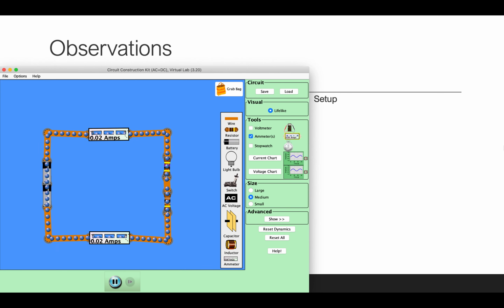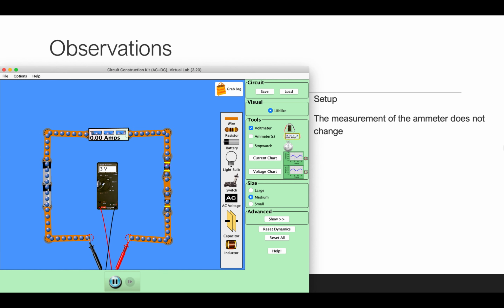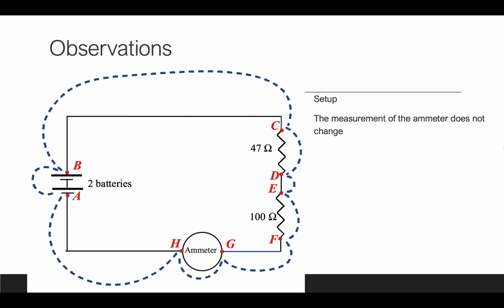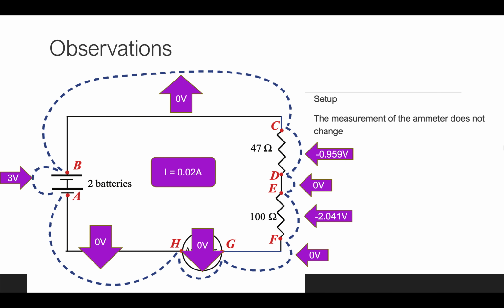Looking at my initial setup, I have two 1.5 volt batteries in series to give a total EMF of 3 volts connected to two resistors, one at 47 ohms and one at 100 ohms, and two ammeters, whose readings are independent of how they are hooked up. When we break the circuit and measure the potential difference, we see that it is the same as the EMF. And from measuring the potential difference on the closed circuit at different points, we obtain these voltages, with the current from the ammeter reading at 0.02 amps.